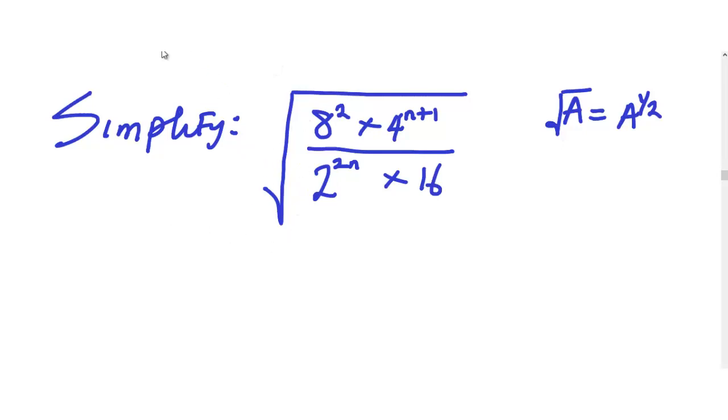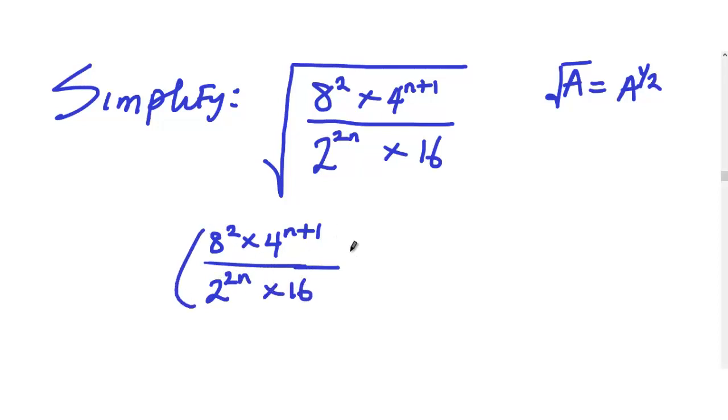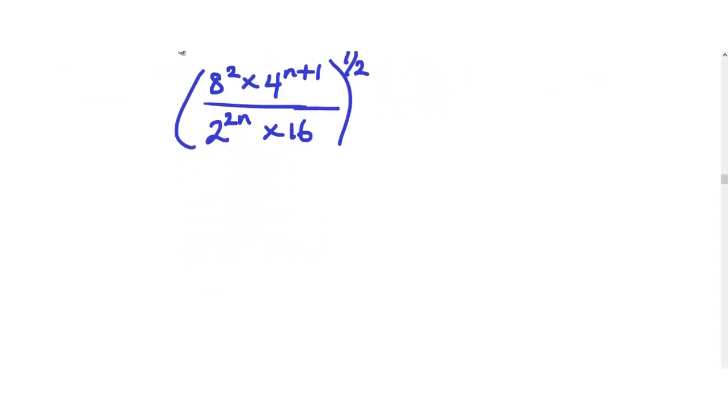So let me rewrite the whole of this. If I rewrite it, I'm going to be having 8 raised to the power of 2 times 4 raised to power n plus 1, then divided by 2 raised to power 2n times 16. Then everything raised to the power of 1 over 2. So that is the implication of this. So now let's move on.